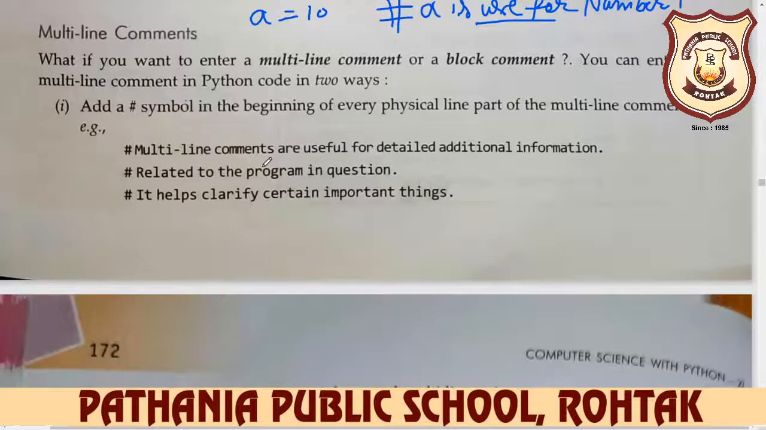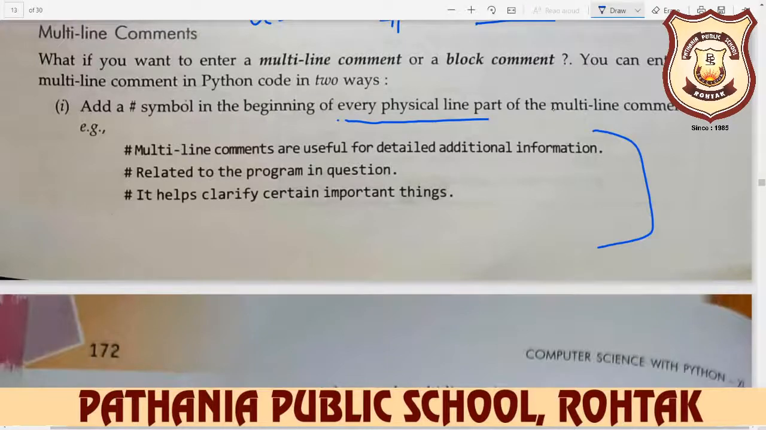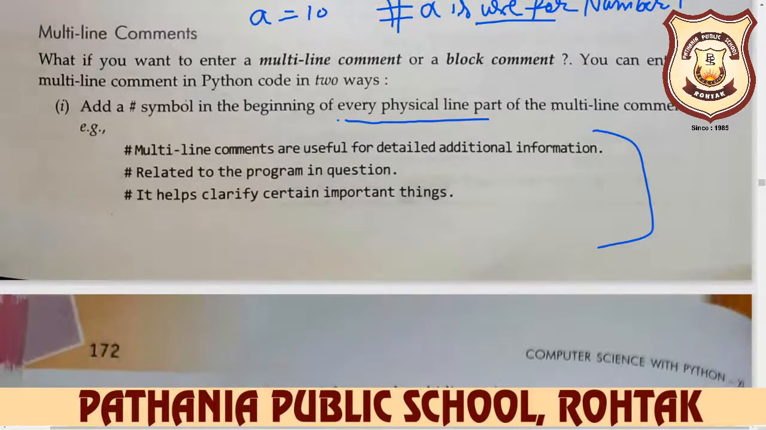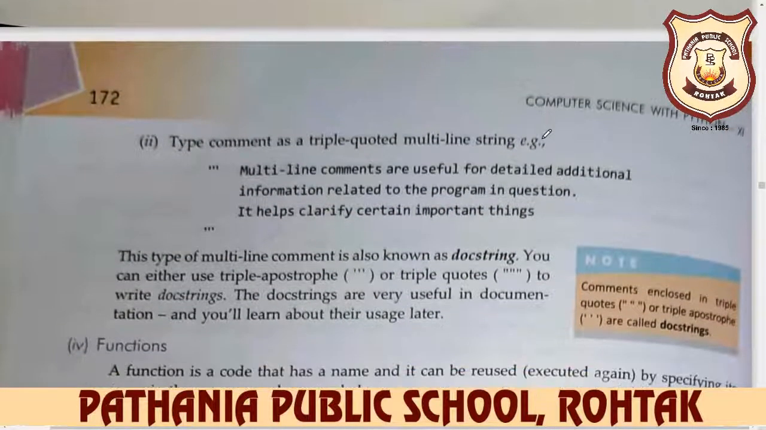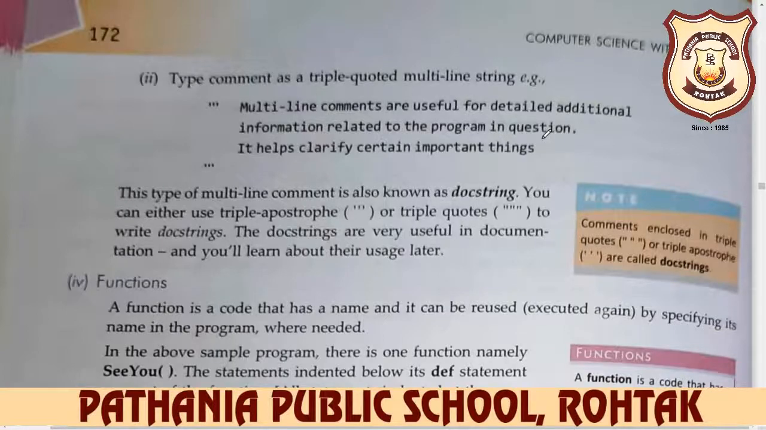But if you want to enter a multi-line comment or a block comment, block means group of commands, you can enter a multi-line comment in Python code in two ways. Add a hash symbol in the beginning of every line of the multi-line comment. But this is not the perfect way. If you want to create the multiple line comment, then you use the triple quote start, then you write down 1 2 3 4 5 lines, and when you want to close it, then you again put the quotes.